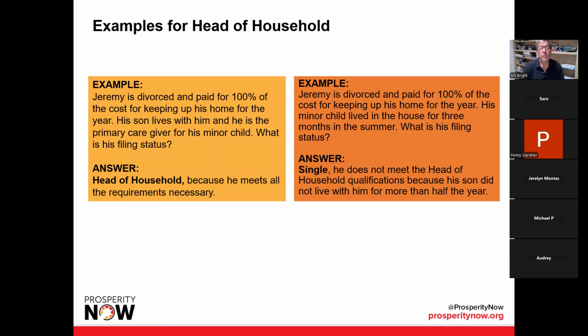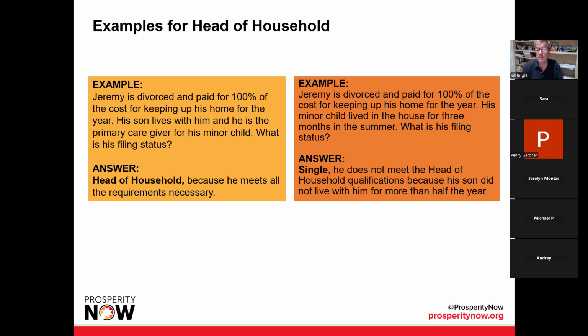Jeremy is divorced and paid for 100% of the cost of keeping up his home for the year. His son lives with him, and he is the primary caregiver for his minor child. What is his filing status? That's head of household. That's a home run right there. This is pretty much what we see. What we don't see is this.